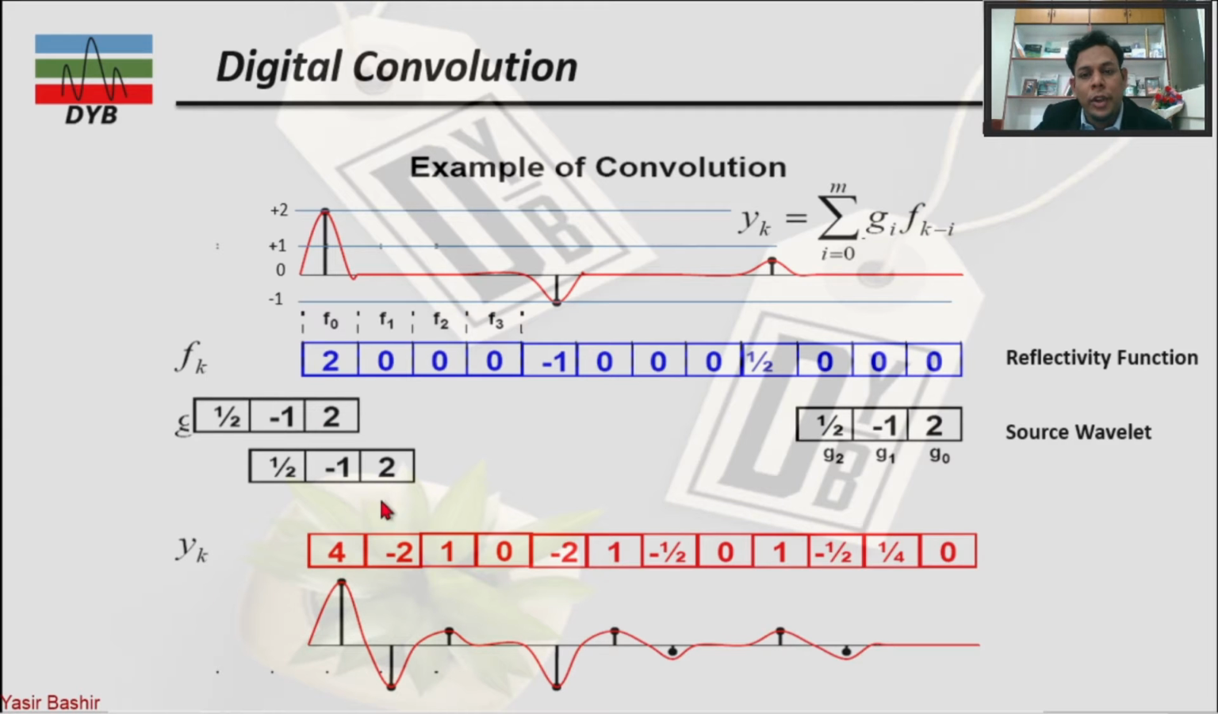Then we have to add the products. So -2 will be left only here, and so on. Now here 2 into half is equal to 1, then -1 into 0, 2 into 0 is 0. So then we have half, and like this we go on. Then we will find this reflectivity function. So this is the convolution method. How does it work? Now we have the 4. So over here you have the 4, -2, 1, 0, -2, 1, half, and so on. This one is actually the convolution method.